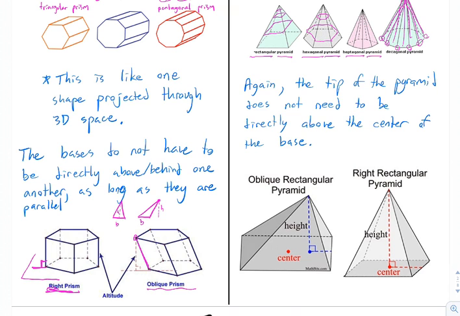Same thing with a pyramid. If the top of the pyramid is directly over the center, right angle straight up, then we say that is a right pyramid, this one being a rectangular pyramid. But if the top is not above the center, it's above some other point, we call it oblique. And that point could be outside, right? I could make a rectangular base and have it connect to this over here. So I could have a very oblique pyramid, and that's okay.